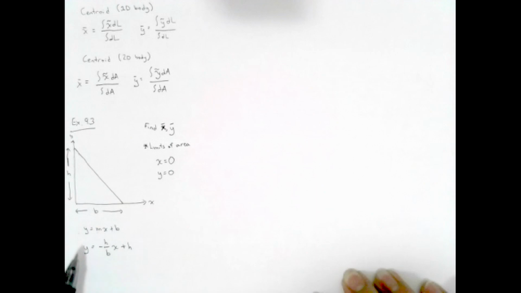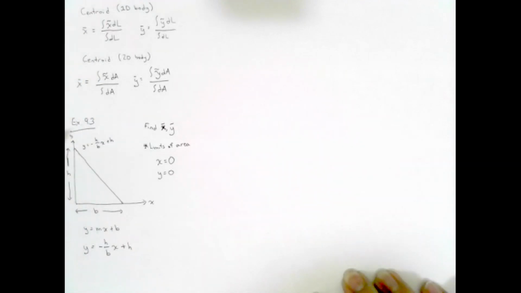H, correct. So this is our equation: y equals minus h over b x plus h. And this would be the third line that delimits the boundary of this triangle. So I'm going to write it down here. This equation is y equals negative h over b x plus h.